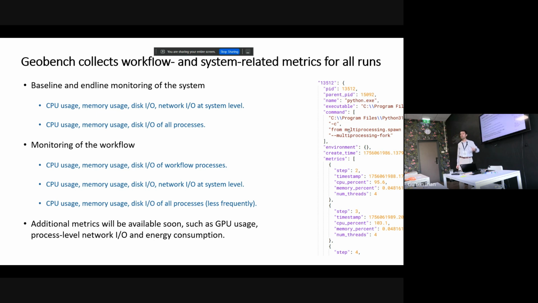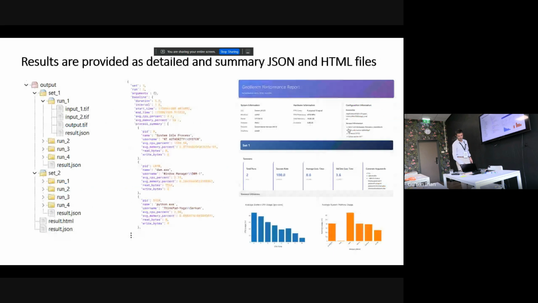And we are also recording all the processes that are running, but at a lower frequency, because normally there are thousands of processes running, and collecting that information is really time consuming. So we minimize this operation during the actual monitoring phase. Some additional metrics will be available soon: we will support GPU usage, process level network I/O, and energy consumption. Energy consumption is available for Mac for the time being. For the others, we are about to support it.